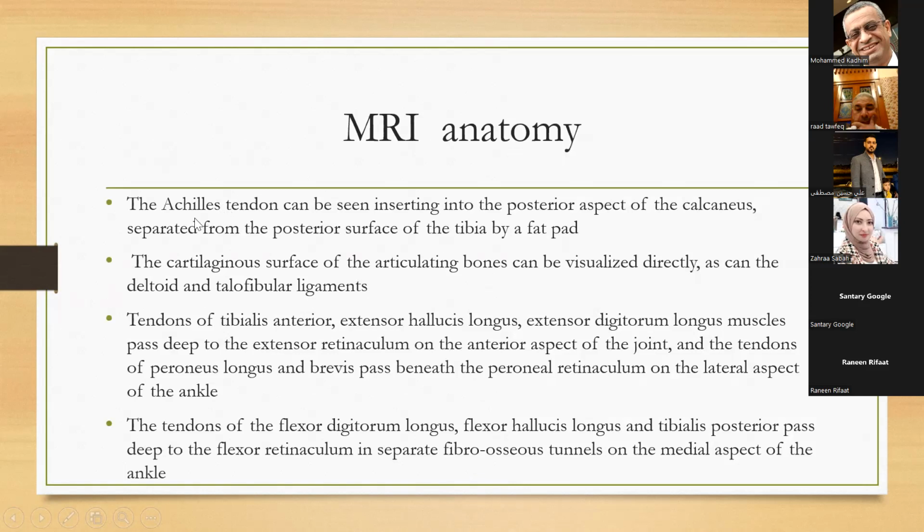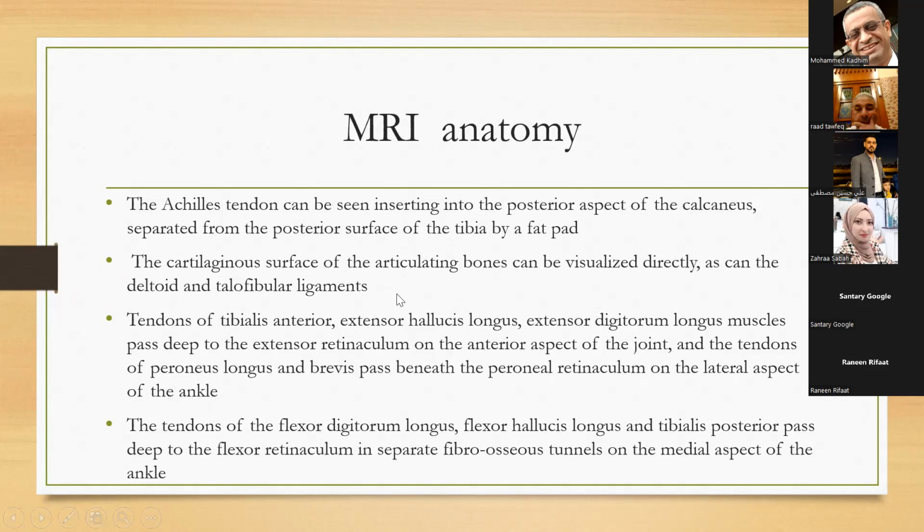MRI anatomy. The Achilles tendon can be seen inserting into the posterior aspect of the calcaneus and separated from the posterior surface of the tibia by a fat pad. The cartilaginous surface of the articulating bones can be visualized directly, as can the deltoid and talofibular ligaments.